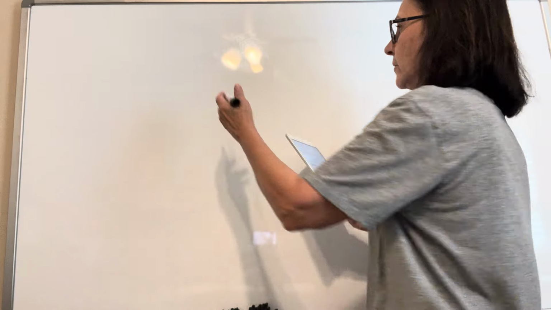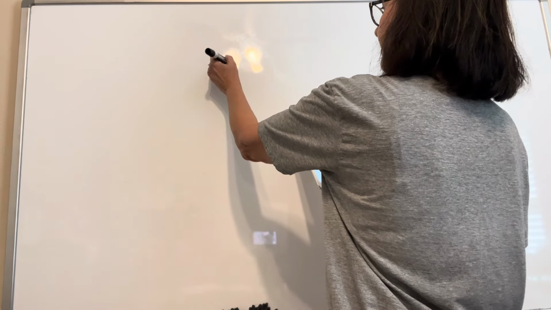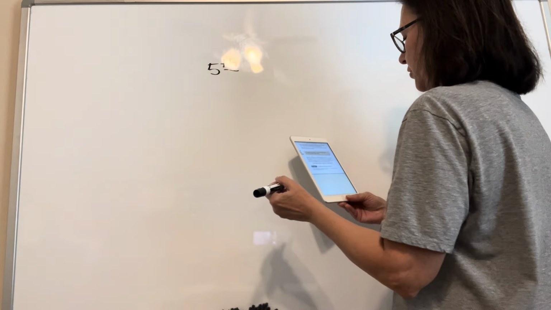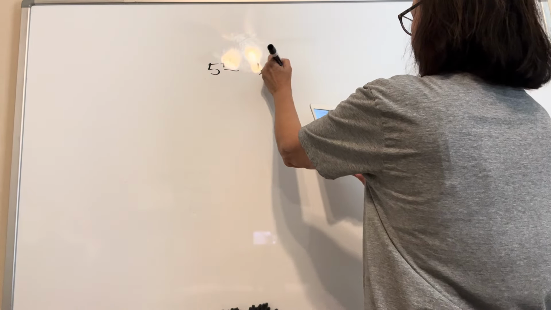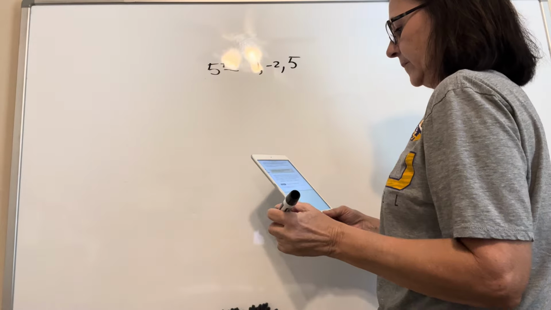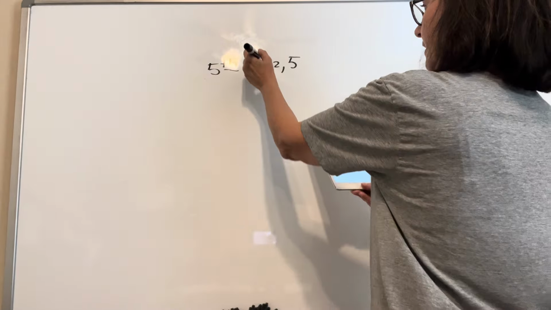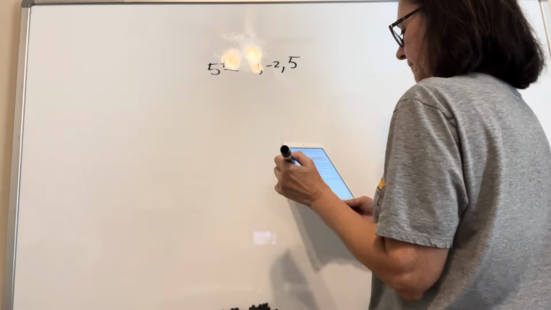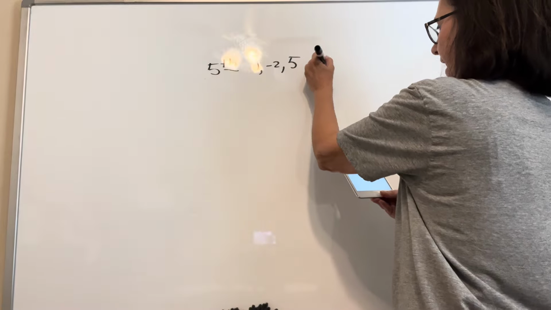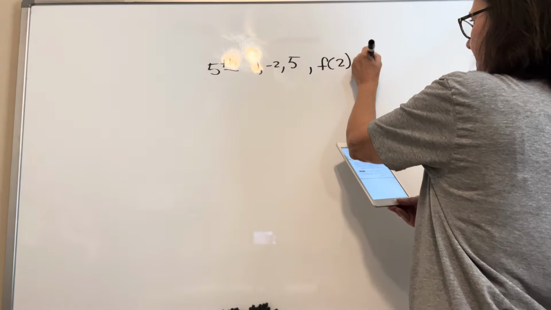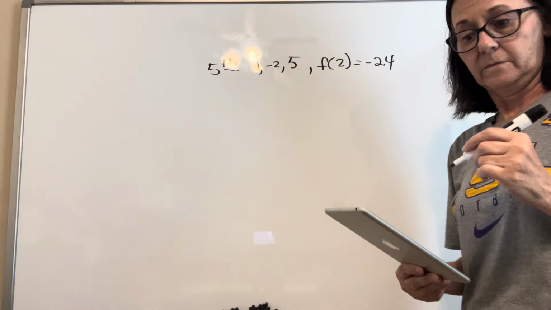All right, so let's look at example 1 on page 308. It says find a polynomial given its zeros. So we want a polynomial of the 5th degree whose zeros are 1, -2, and 5. 1 is a zero of multiplicity 3. And it says f of 2 is -24.